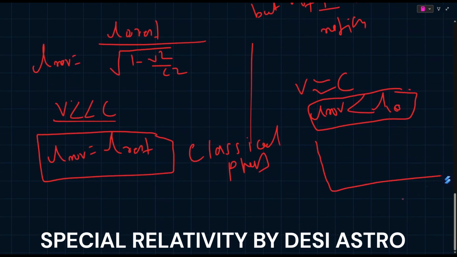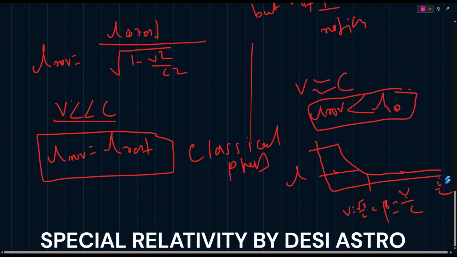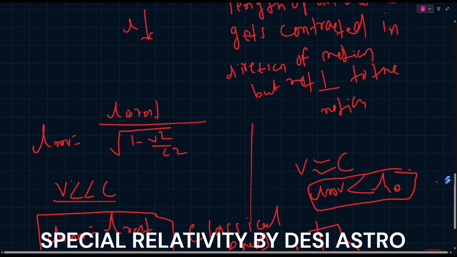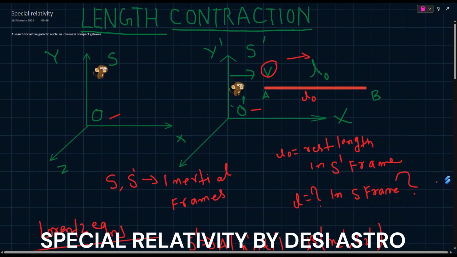You can plot v by c, or call it beta, against L moving. At v equal to c, the length becomes 0, and at v equal to root 3 by 2 times c, it becomes half. If it starts at L naught, the curve goes like that, and it becomes 0 at v equal to c. This way you can do the plotting, and you can tell that length contracts in the special theory of relativity.